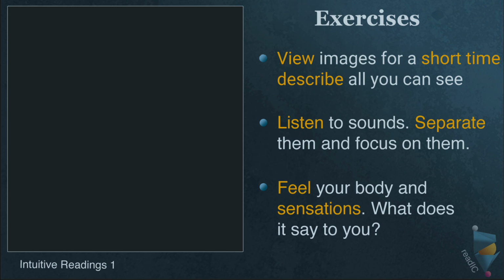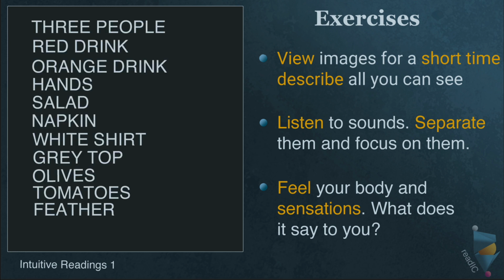And I'm going to bring up now what I can find in it. So without showing the picture again, we had 3 people. We had a red drink, an orange drink, hands, a salad, a napkin, a white shirt, a grey top, olives, tomatoes, and a feather. So these are all items that were in the picture. And the point of this is really a remote viewing exercise that is brought by Lynn Buchanan. You can read his books.